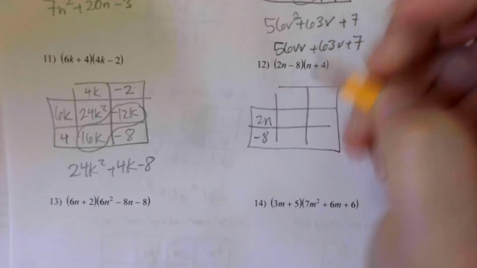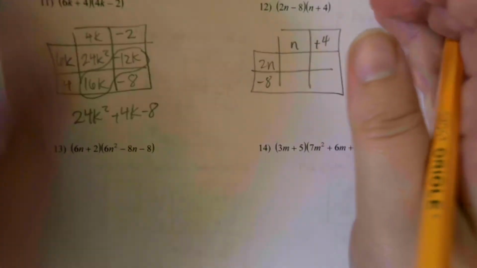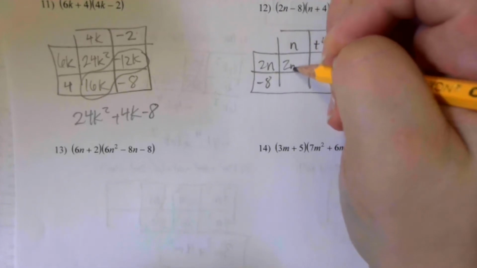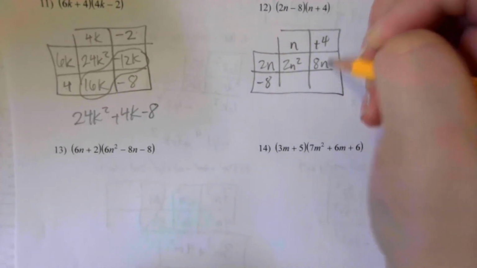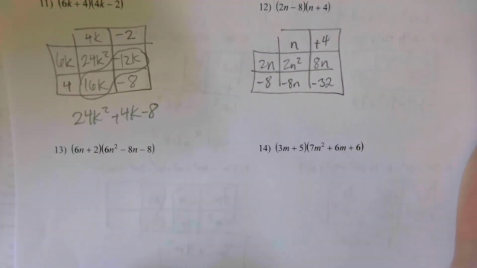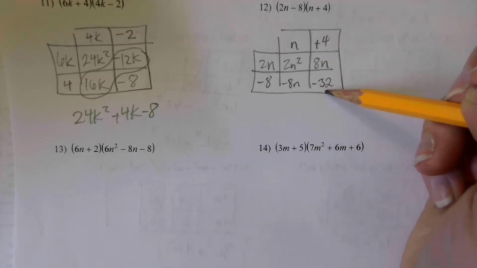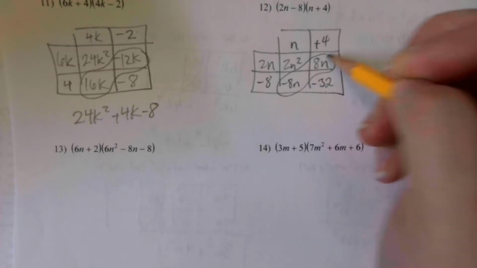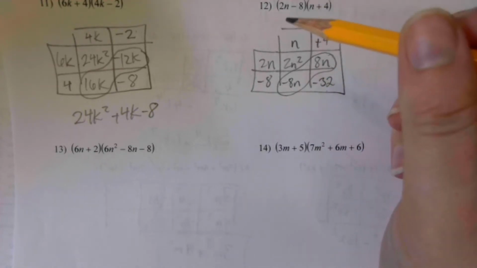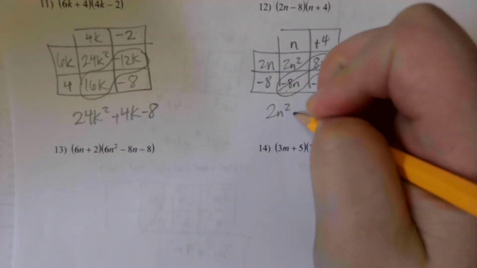2n, negative 8, n plus 4. Alright, 2n times n, 2n squared, negative 8n, negative 32. Yep. Make sure that you're multiplying. Sometimes you might make the mistake and add instead of multiply. You're multiplying to get the numbers in these boxes, and then you're adding and subtracting when you're combining like terms. 2n squared, 8 take away 8, goodbye.